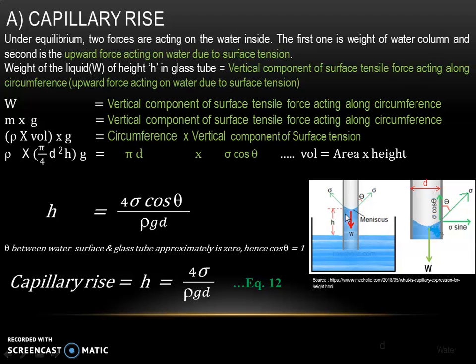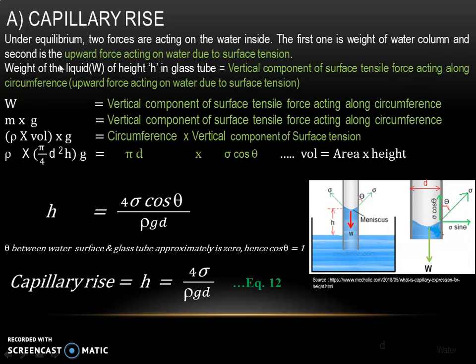We will enlarge this portion. So W is the weight of water of height h in the glass tube, and to find the vertical component of the surface tension, we will resolve this force into horizontal and vertical components. Sigma is a surface tension which is acting tangentially to the liquid surface. So we will resolve it into horizontal and vertical components. This is angle theta. So the horizontal component is sigma sine theta and the vertical component is sigma cos theta.